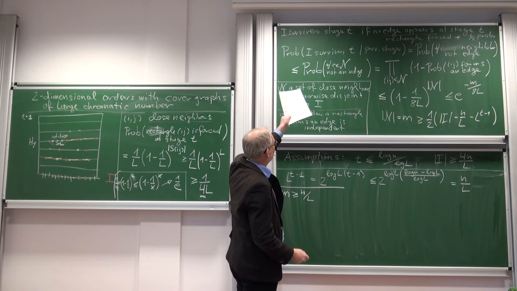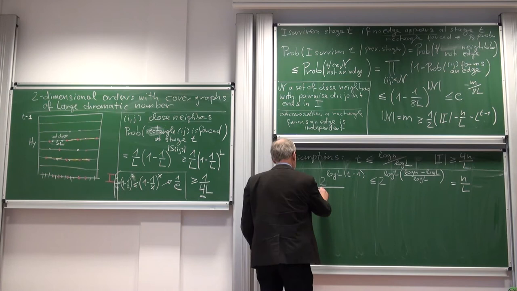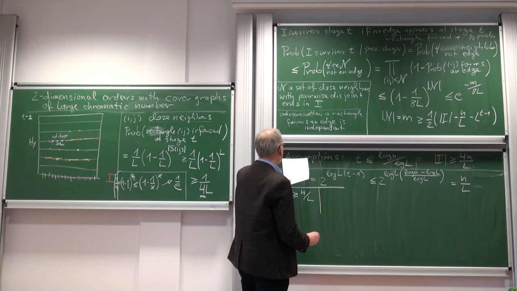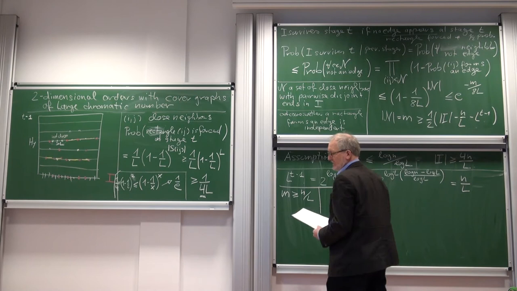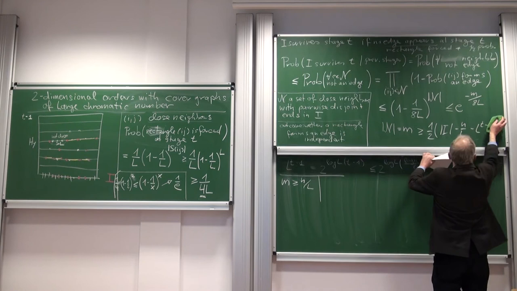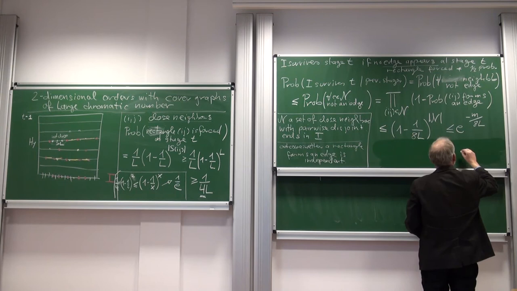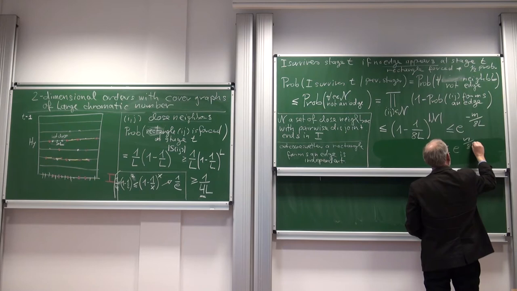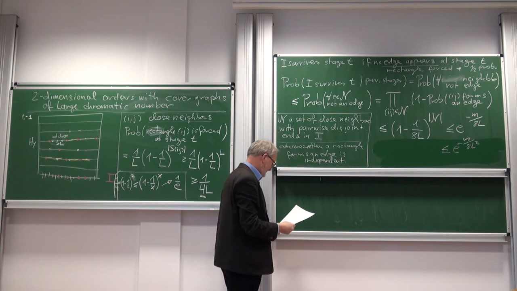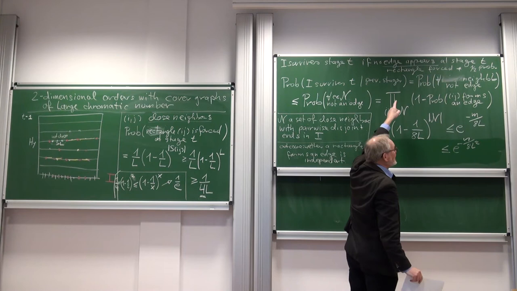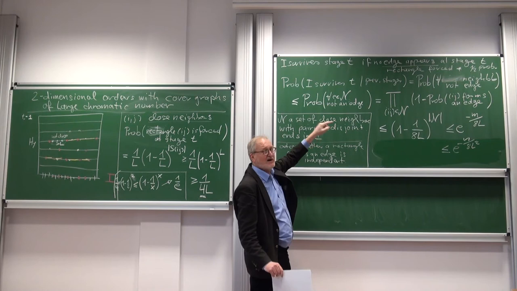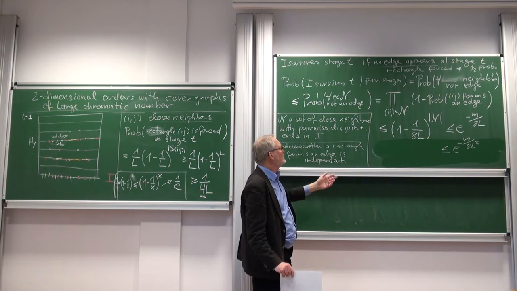And now we go back to our probability stuff, and we find that the probability that I survives stage T is at most e to the minus n over 8L squared. And here we have previous stages. We can also put there the assumption that it has survived all the previous stages. This is not changing the thing.